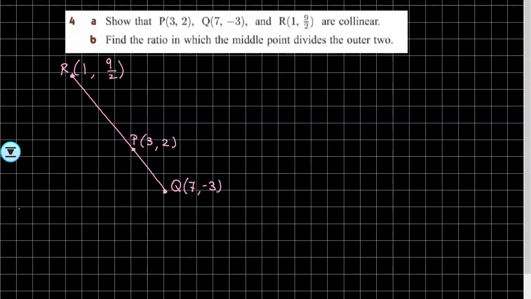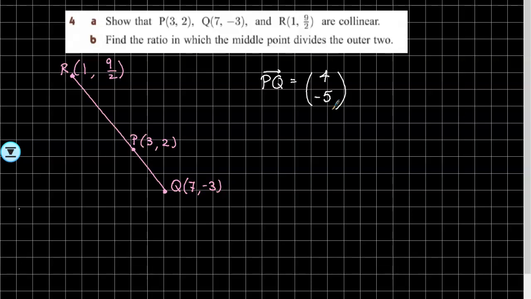Okay, so we show that they're colinear. How do we do that? Yeah, you can find any one we want. So you said Q, so which one did you want to find? PQ? Okay, so you want to find PQ. And we should be able to do these just really quickly now. So PQ will be 7 take 3, and minus 3 take 2. Happy days?